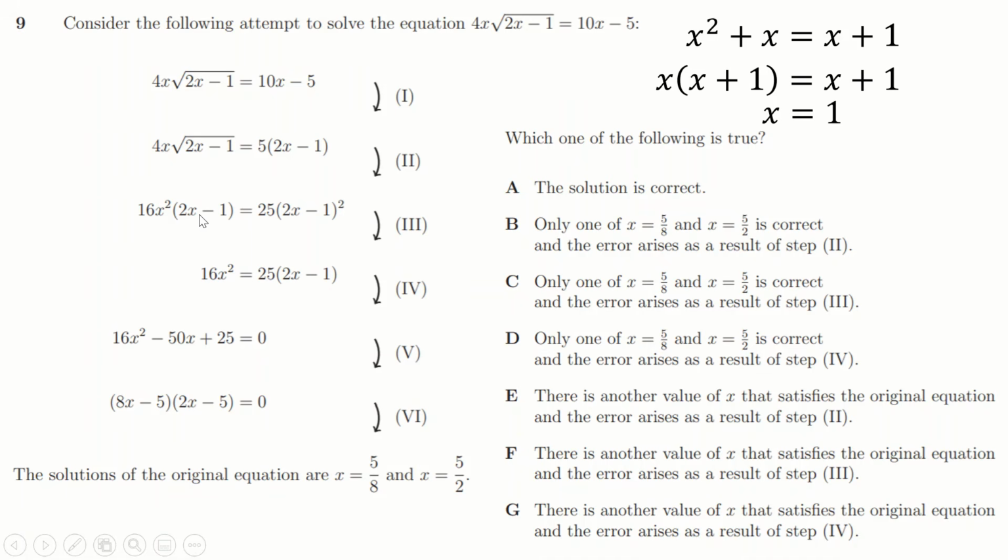So, okay, is this equal to 0? If 2x minus 1 is 0, then that means x is a half. And is a half a solution to this? It turns out if you put it in, it is. 2 times a half is 1, minus 1 is 0, so this is all 0. 10 times a half is 5, minus 5 is 0, so this is 0. So he's lost a solution. These solutions are fine, but he's missed a solution. So the error was in step 3, because he's divided by 0.